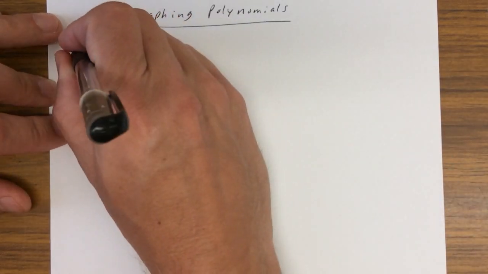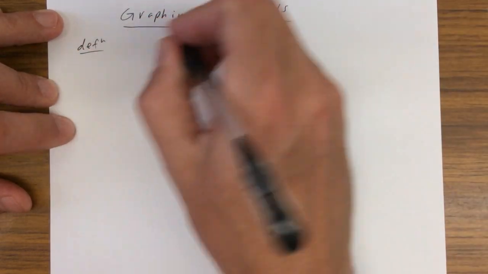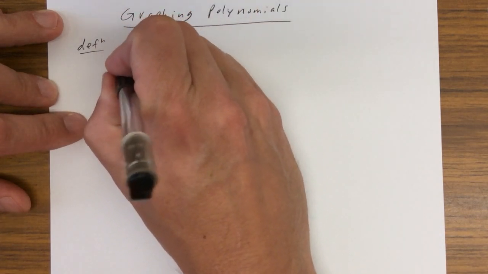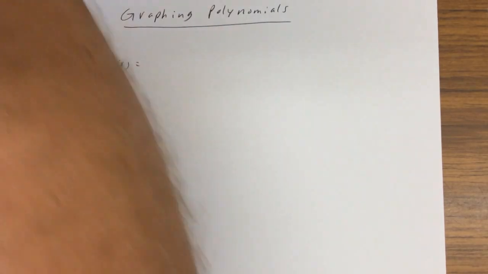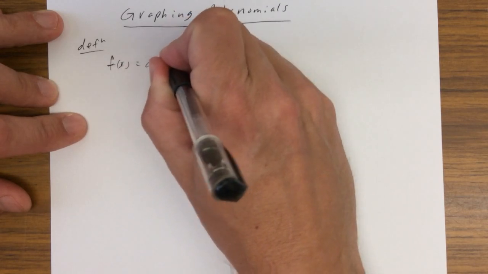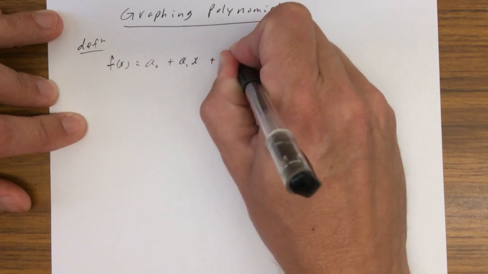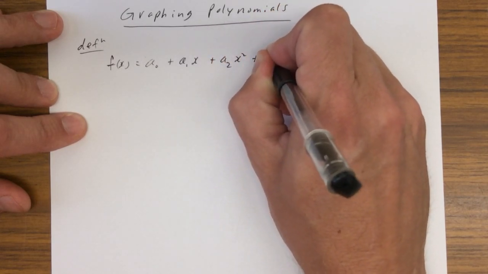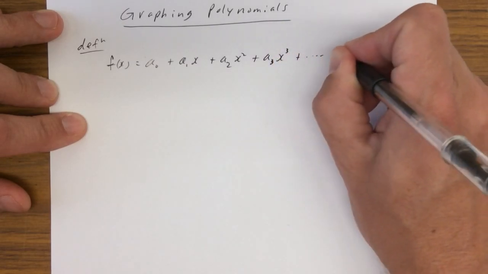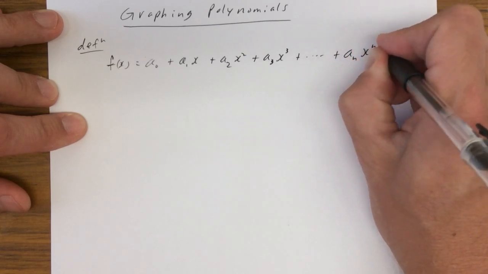A polynomial function is any function that can be written in the form, say, f of x equals a0 plus a1x plus a2x squared plus a3x cubed plus all the way up to some finishing value here, a(n)x to the n.